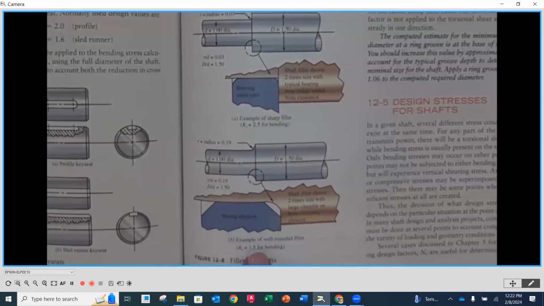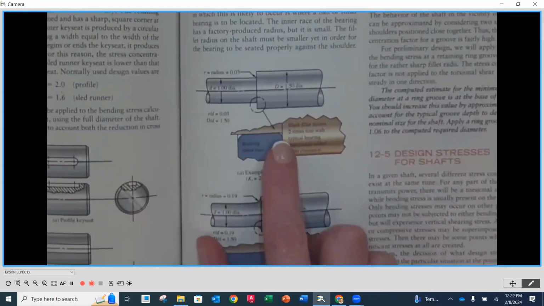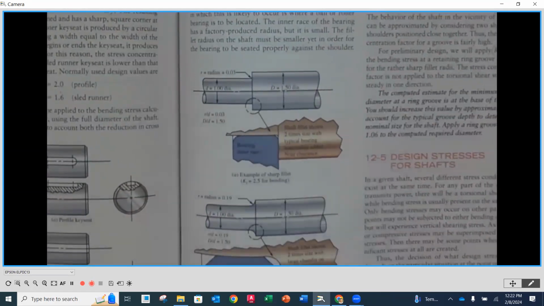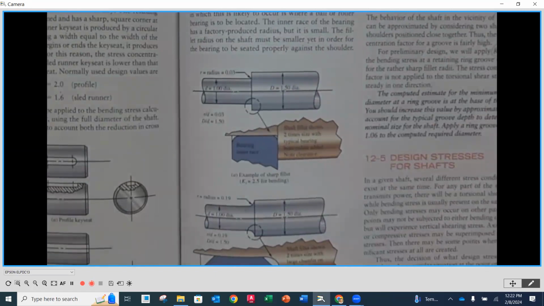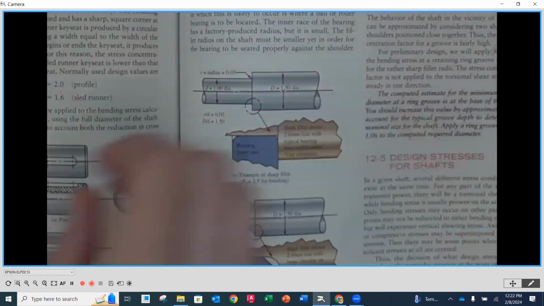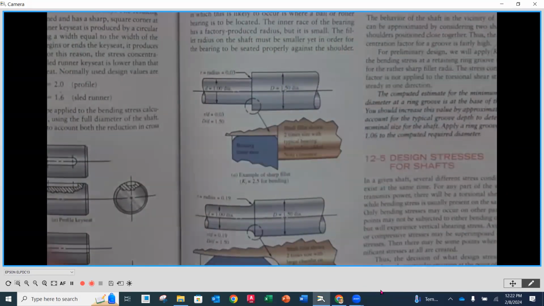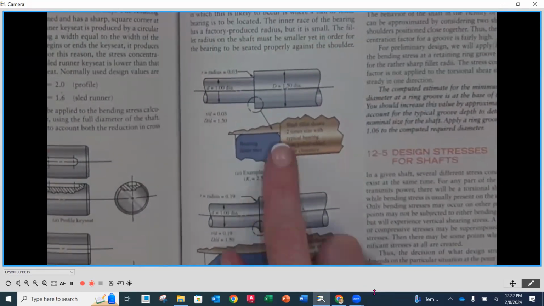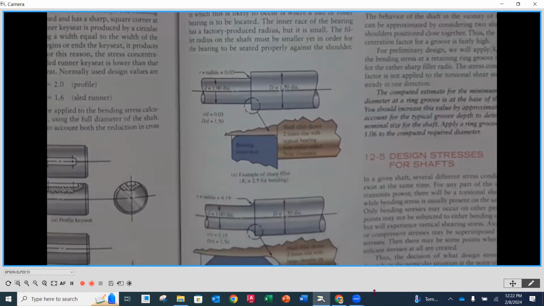The KT factor associated with this is only 1.5. But if I am mounting a bearing, I don't have control over that radius. That I have to live with. And we know that a bearing is going to have a really tiny little radius here. So that means that my radius has to be even smaller than that, so that it seats up on the actual shoulder itself. Well, with that, that means I've got to make a really tiny little radius. So now my KT factor went up to 2.5.